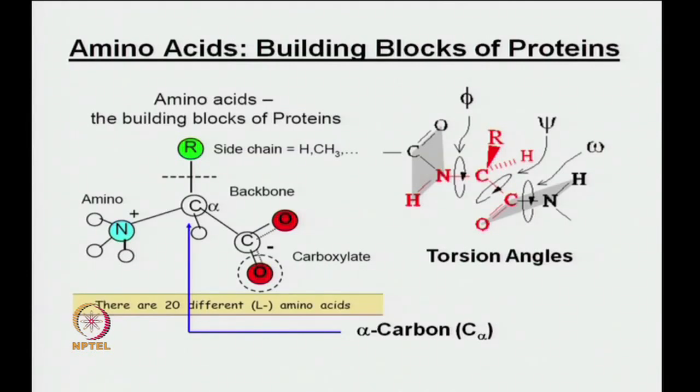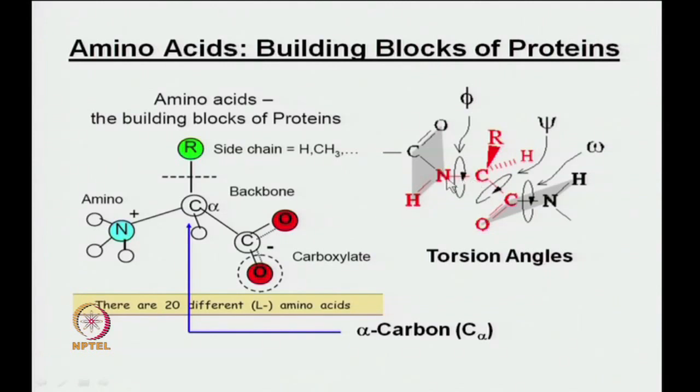What we mean by torsion angles is, if you look at this N-C bond or the C-C bond. This C is called the C alpha. There is a C alpha here, so this C alpha and this N, this is referred to as the N-C alpha bond. Then this C alpha and this C, this is the C alpha-C bond.